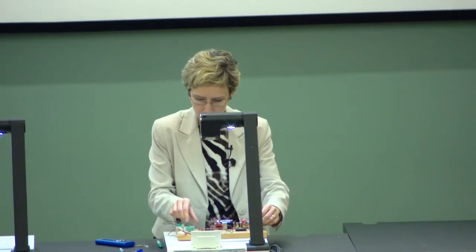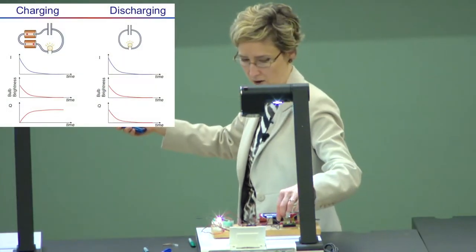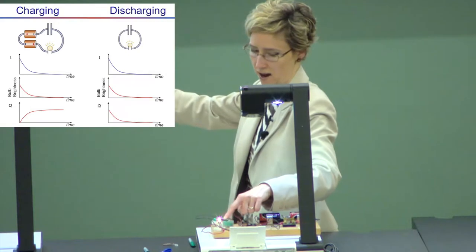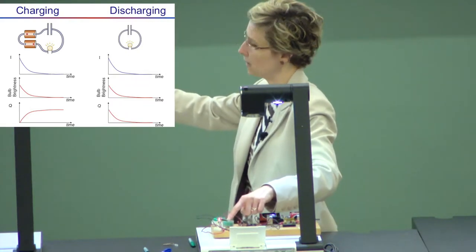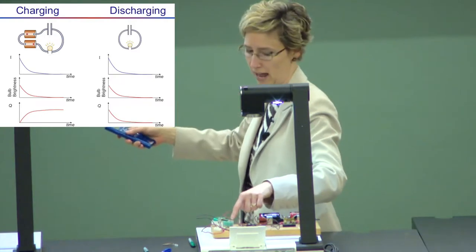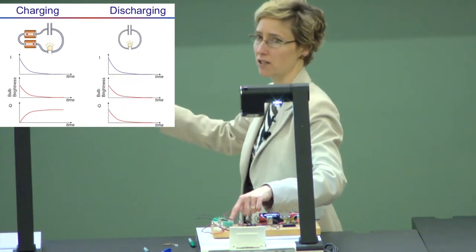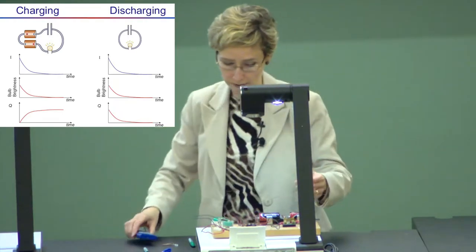Let's just run it all again and compare it to those graphs. So first I'm going to charge. That's going to be this case. Okay, I hook it up, the bulb's on, and then the bulb dims, and the bulb dims, and the bulb dims. The brightness of the bulb is proportional to current. As that happened, we charged the capacitor. Once the capacitor got all the charge it could handle, everything pretty much quit.